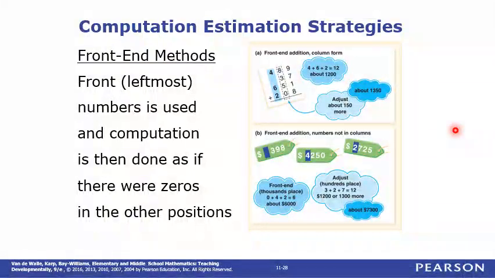And then there's another example here of front end addition. If we're adding 398 to 4,250 to 2,725, again, we just consider that leftmost number, which is in the thousands place. So 0 plus 4 plus 2 is 6, and that's about 6,000. And then we make our adjustment based on the hundreds place. So 3 plus 2 plus 7 is 12. So then we add about 1,200 or 1,300 more to get us to about 7,300.